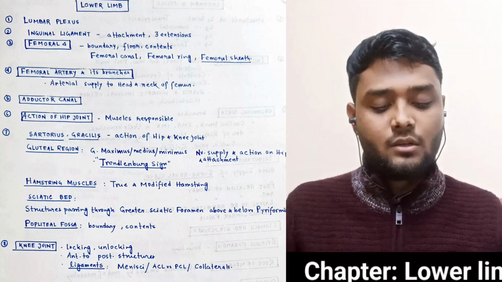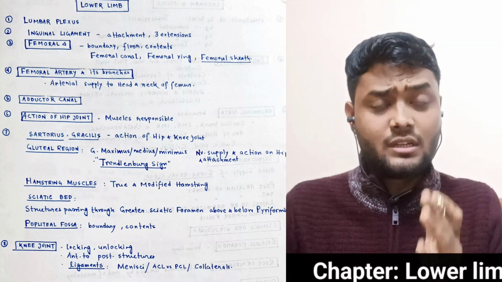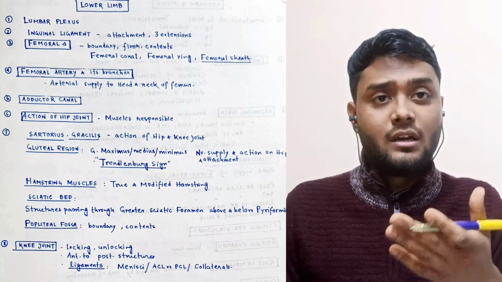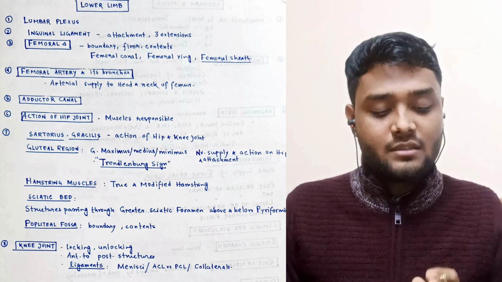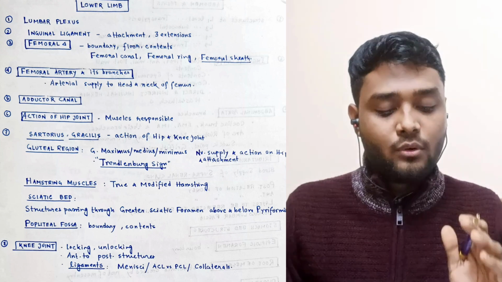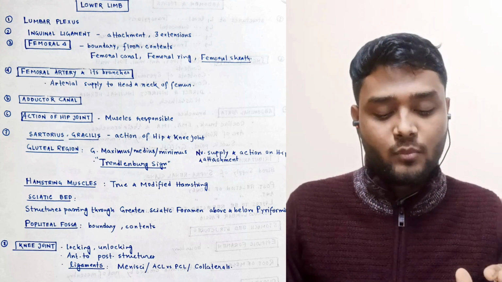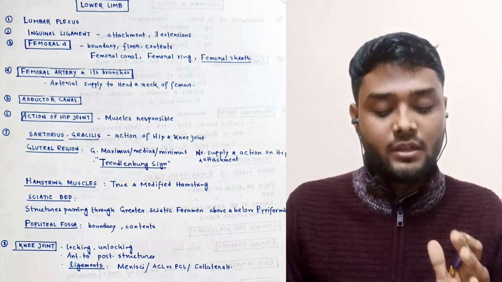Chapter: Lower limb. In lower limb, first read the lumbar plexus. What are the nerves originating from the lumbar plexus? What is the nerve that is situated in the iliopsoas group, the nerve situated over the psoas major muscle? So read it. Then inguinal ligament, its attachment, 3 extensions of the inguinal ligament. Then femoral triangle, boundary, floor, content of femoral triangle, femoral canal, femoral ring, femoral sheath, everything important. Femoral artery and its branches, arterial supply to the head and neck of the femur, a very, very important topic.